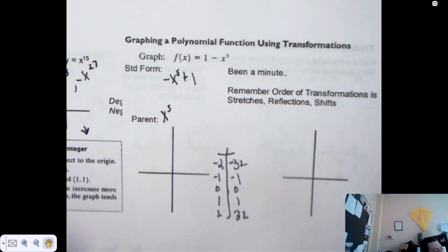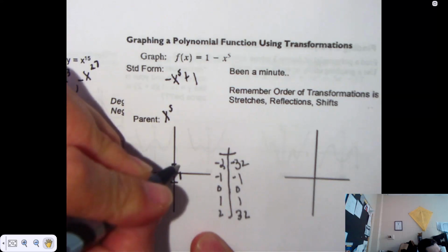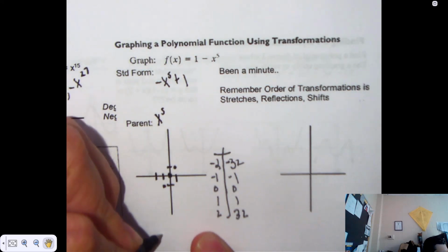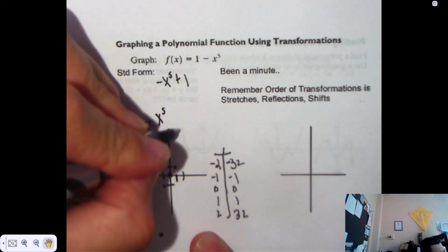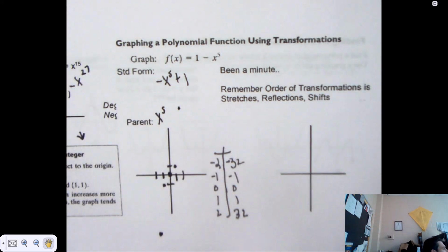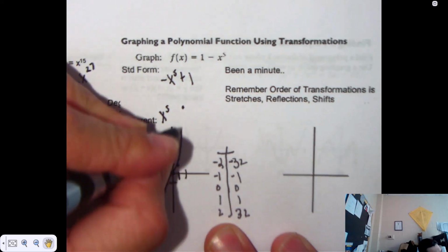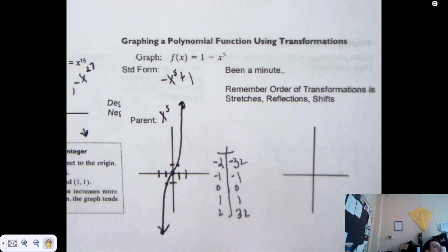That's the difference. So we got the same kind of key points as x cubed. The difference is this thing just drops right off the charts on the left, and on the right it just shoots straight up. So it's basically just a steeper version of x cubed. Hopefully you see that. So this is the parent. And now we'll graph the child, the transformation.